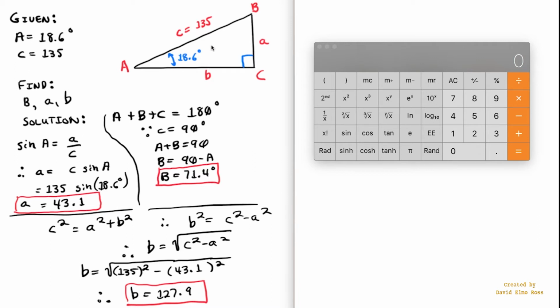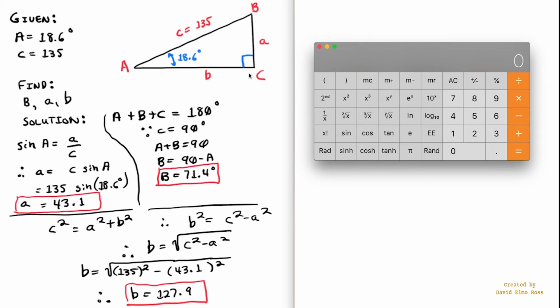So the first thing we can do very easily is figure out what is this angle B here, because we know that A plus B plus C, all the angles inside the triangle, have to add up to 180 degrees. We already know that C is 90, therefore this angle B plus this angle A has to equal 90 degrees. So B is going to be 90 minus A, and A is 18.6. That gives us 71.4 degrees up here.